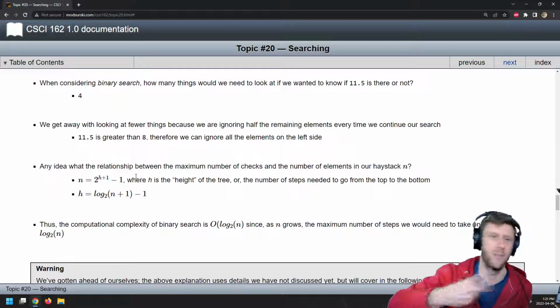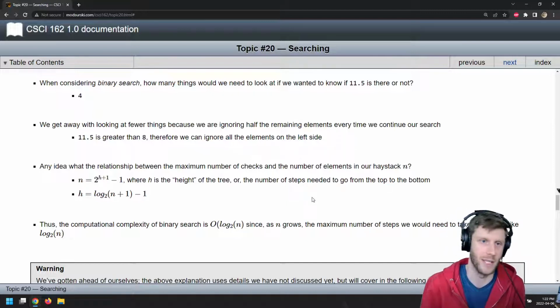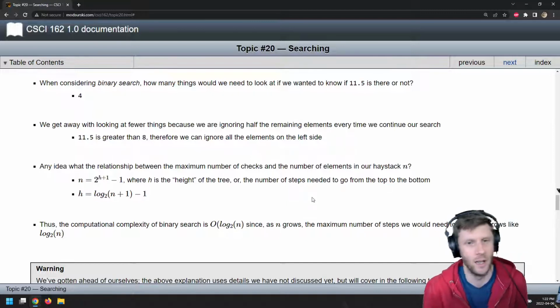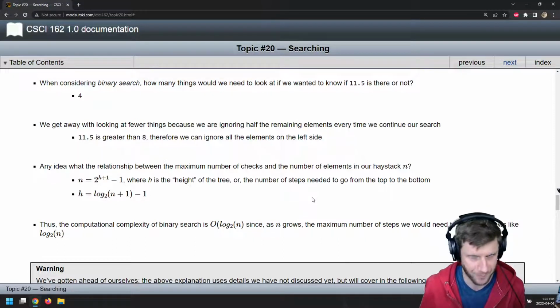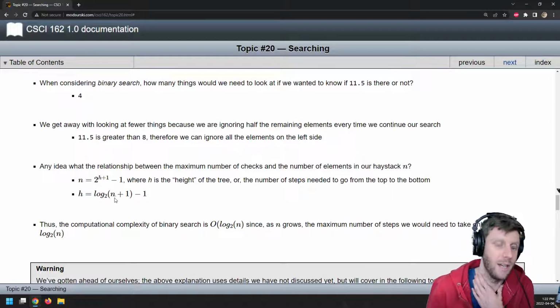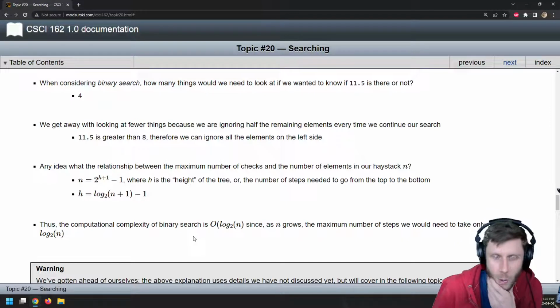Or we can flip it and just isolate for h. Well, in that case, the relationship is the height of the tree is log base 2 of n plus 1, minus 1. So n here was 15. 15 plus 1 is 16. Log base 2 of 16, well, that's 4. Minus 1 is 3.